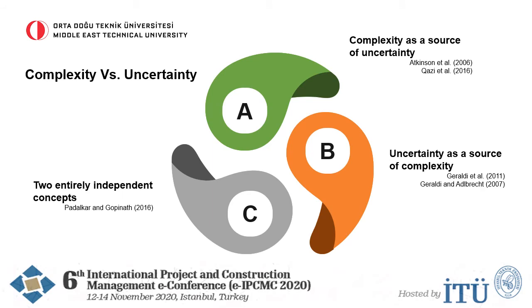Another source of problematic issues in construction projects is uncertainty. There are three different points of view on how uncertainty and complexity exert an influence over each other. Some researchers consider complexity as a source of uncertainty. Another group categorizes uncertainty as a source of complexity. And the third group sees complexity and uncertainty as two independent concepts. Despite the lack of consensus on how uncertainty and complexity influence each other, there is a broad and clear consensus that both have severe repercussions on project performance.